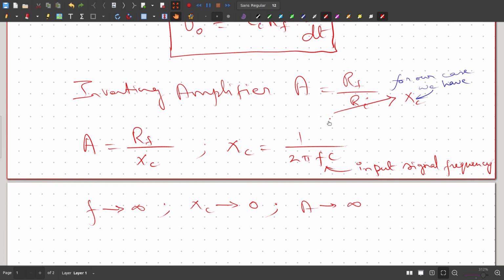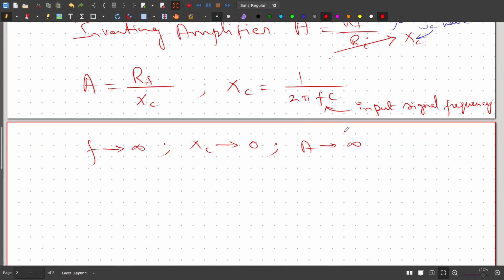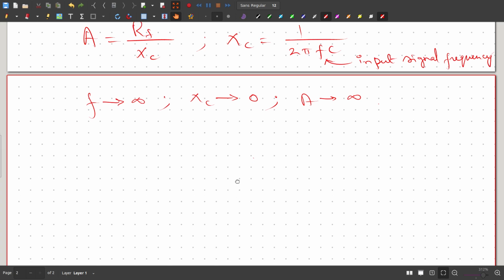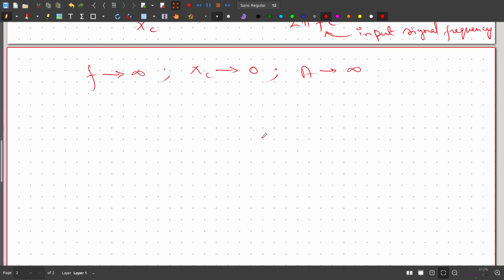So in order to fix the gain at high frequency, we add a series resistor in the circuit, in series with the input capacitor. Therefore the modified circuit looks something like this. This is the first modification. There are two modifications. Let me draw the first modified differentiator.